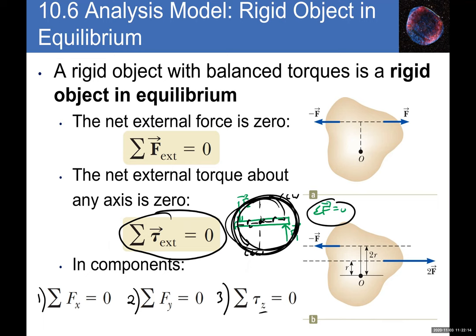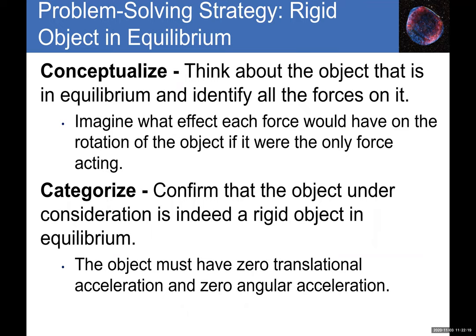All right. So to conceptualize, think about the object that is in equilibrium and identify all the forces acting on it. Imagine what effect each force would have on the rotation of the object if it were the only force acting. For example, if you have an object like this, and this is the axis of rotation, if I apply a force right there and its line of action goes through that axis of rotation, it doesn't do any torque. But it can push the object upward. So you have to look at whether it only affects linear motion or rotational motion, or how it affects everything else.